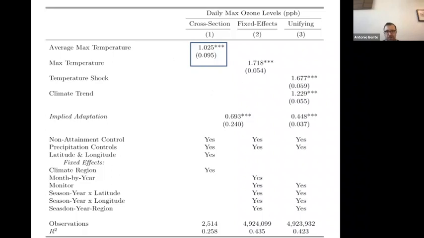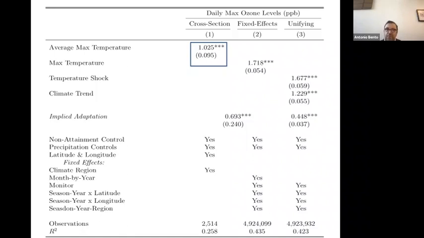Now, I want to start with the results. I first will present the results based on the cross-section, where we put all the data together, averaged over the entire period of 1980 to 2013.